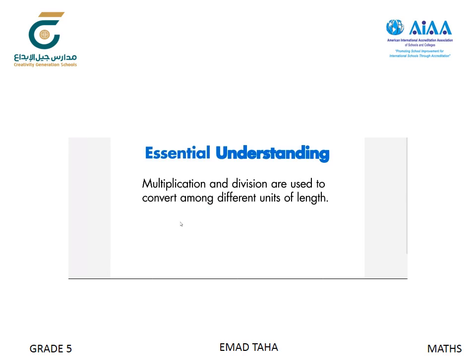Lesson: multiplication and division are used to convert among different units of length. Previously, students learned the relative size of customary units of length and used multiplication to convert a larger unit to a smaller unit. They also used bar diagrams to model multiplication and division. In this lesson, students use multiplication to convert customary units of length from larger units to smaller units, and division to convert customary units of length from smaller units to larger units.